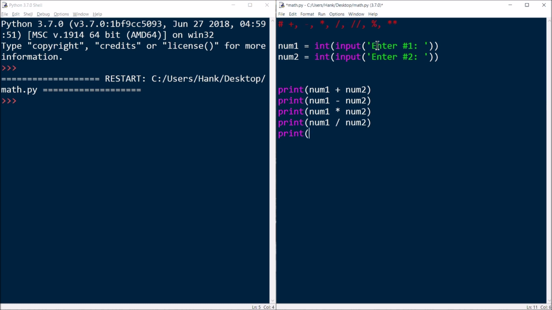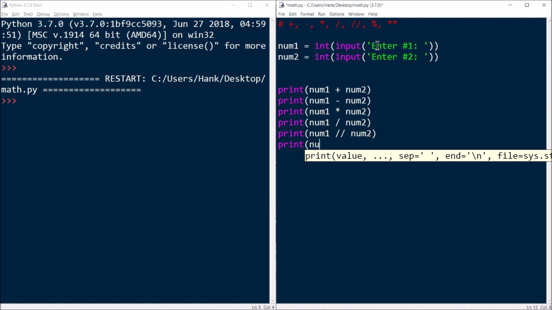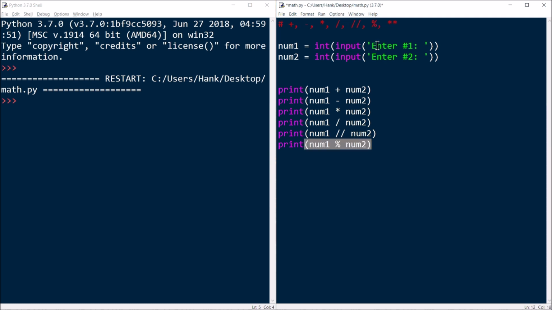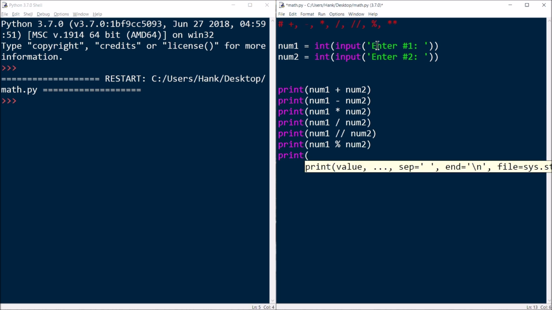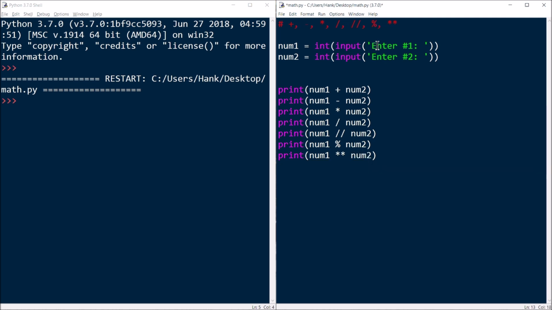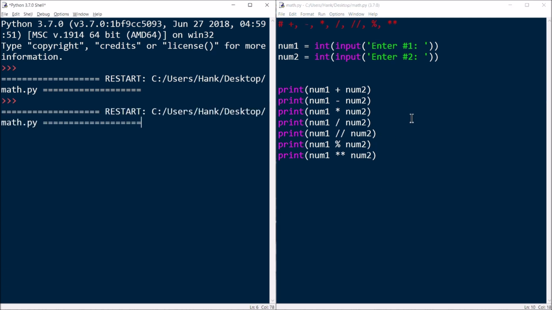And then we'll have our integer division, okay? And then we'll have our modulus division, num1 modulus num2. And then we'll do exponentiation, right? We'll do power, so we'll raise one to the power of the other. So we'll have it all one right after the other. Okay, so let's go ahead and run that and see what we get. The first number I'll type in will be 3, and the second number I type in will be 2. Now let's examine the answers.